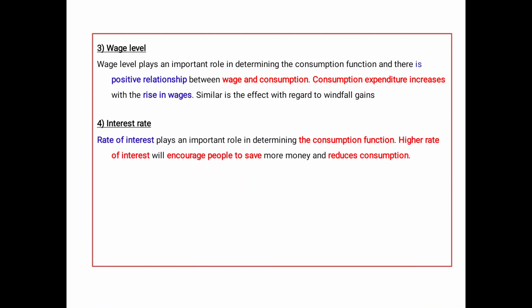Next one is interest rate. Interest rate plays a very important role in the consumption function. Say for example, the rate of interest is increased from 7% to 9%. So what do people do? They are attracted towards the interest. So they do not spend it for consumption. They use that money for savings. So what happens? Consumption reduces and saving increases. So interest rate plays a very major role.